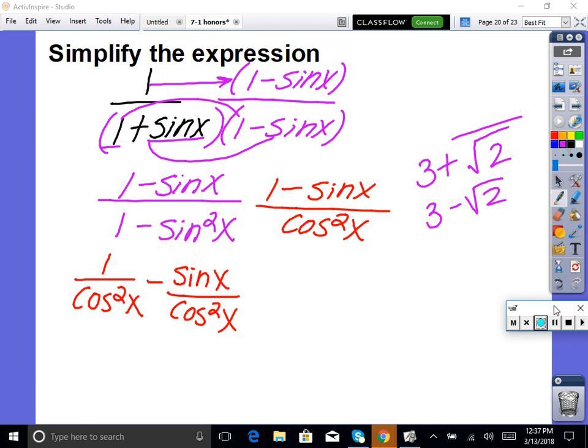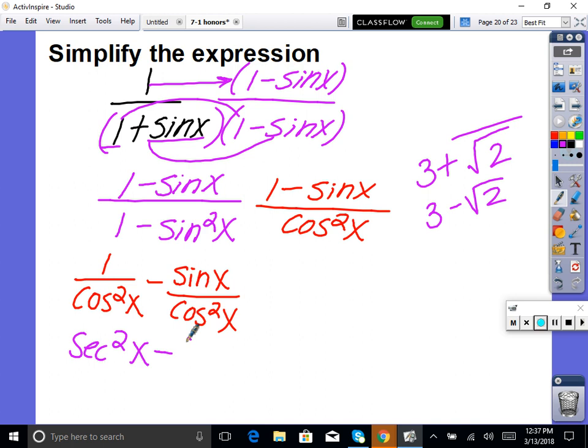Oh, where did my little scroll down thing go? Well, can't scroll down. So we have this is secant squared x minus, anyone? Tangent? Yeah, you're right, tangent. Oh, secant tangent.